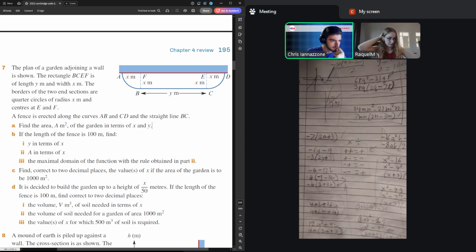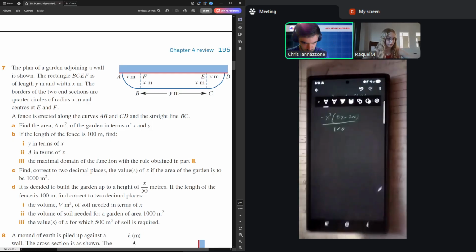So for the volume, I got negative x squared times pi times x minus 200, over 100. Negative x squared. Double checking them all. Okay. It's factorized a little bit differently in the answer. Have I got what you've written down?